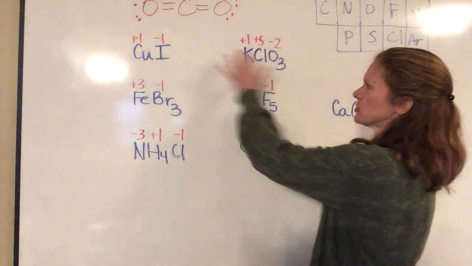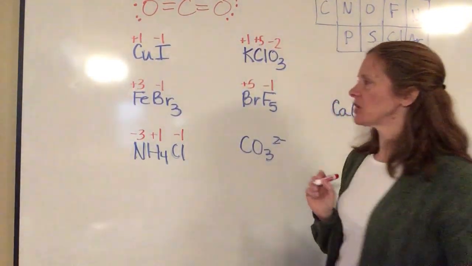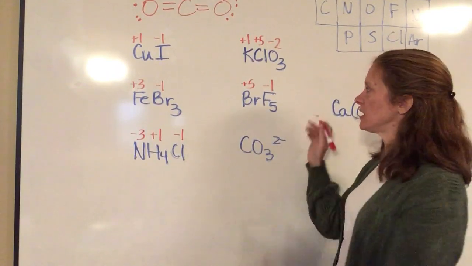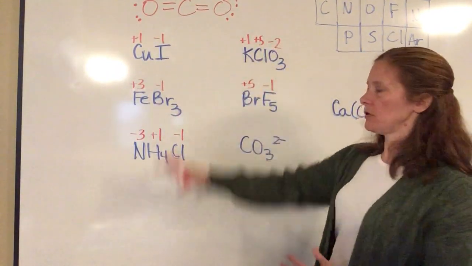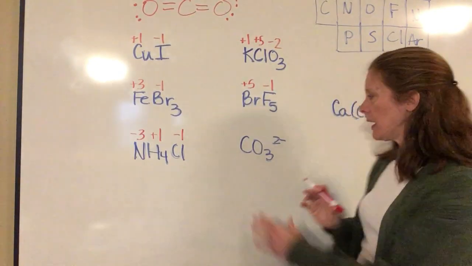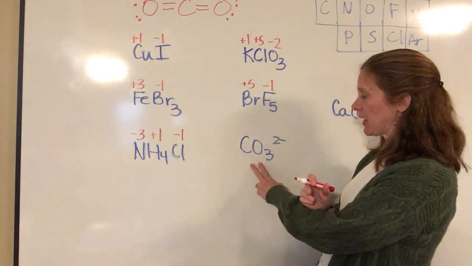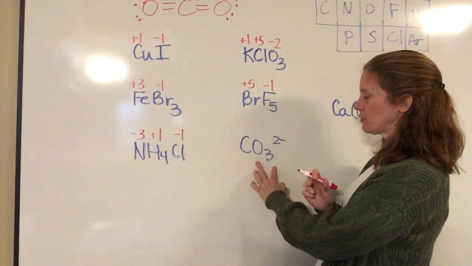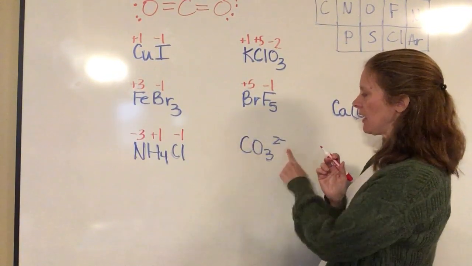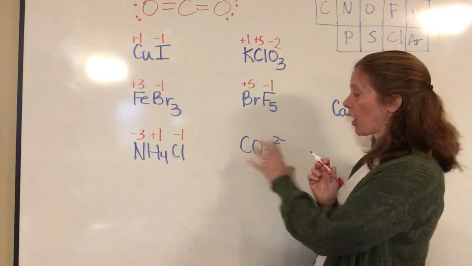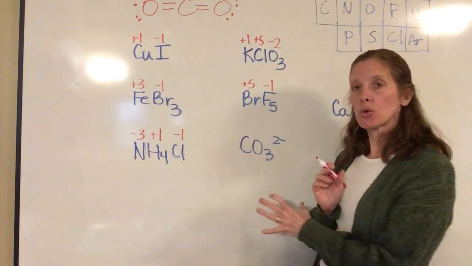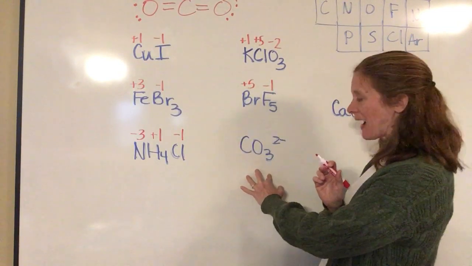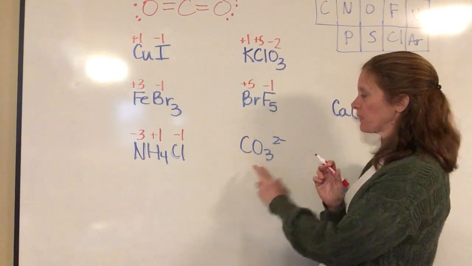Now, all of these so far, we've had to have it add up to be 0 because there wasn't any kind of charge on the molecule as a whole. This one's different. In fact, you may recognize this as a carbonate ion. And so I have a carbon and 3 oxygens, but all together, they have a -2 charge on the whole thing as a unit. So what that means is that when I add together the oxidation numbers, they have to add up to a -2.